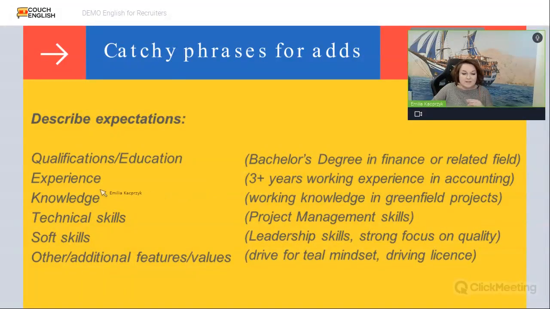In case of experience, something quite typical is the phrase 3+ years working experience in accounting. The word working is quite often used in job advertisements to show that we need somebody who has real practical knowledge and real practical experience. So if I have somebody who is just after university and most probably doesn't have this practical expertise, then that would not be somebody who has this working knowledge. So working knowledge is about the practical aspect.